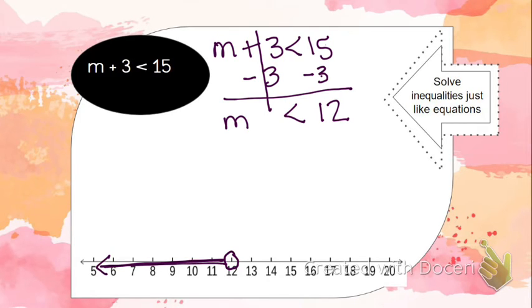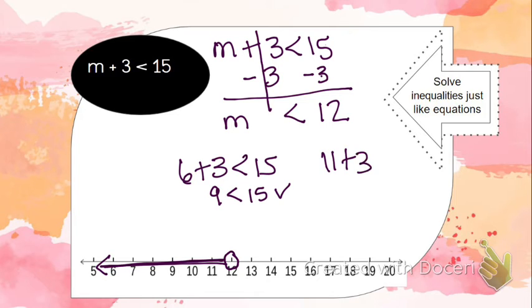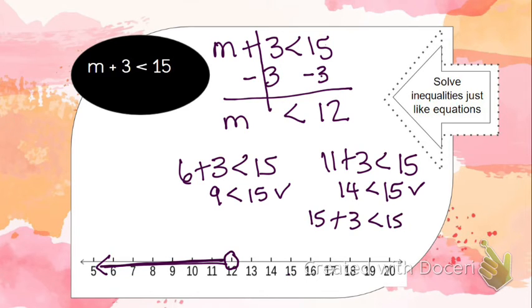Now, if we wanted to fill these in and check them, I could say, let's try 6. Is 6 plus 3 less than 15? Yes, because 9 is less than 15. True. Let's try 11. 11 plus 3 is 14, which is less than 15. That is true. Let's try 15. 15 plus 3 is 18. Is 18 less than 15? No. It looks like we have this correct, okay?